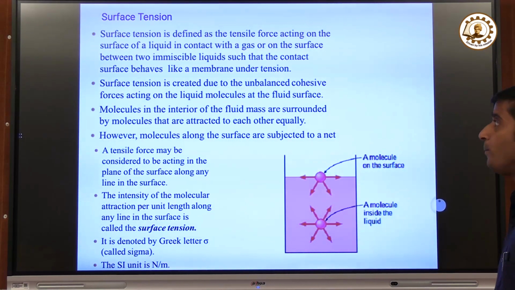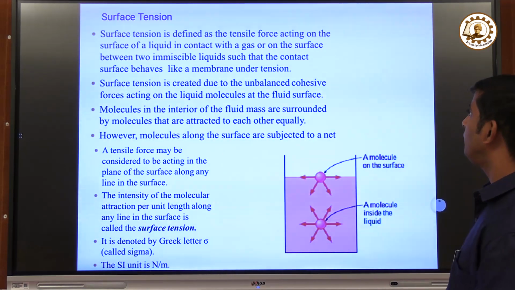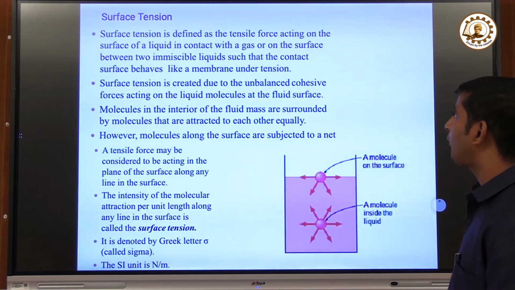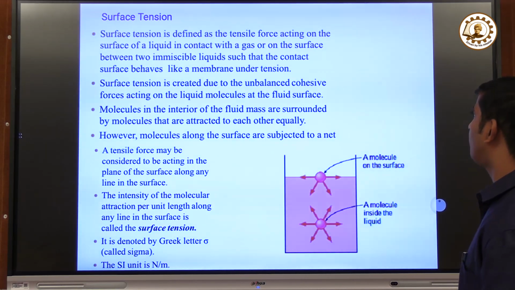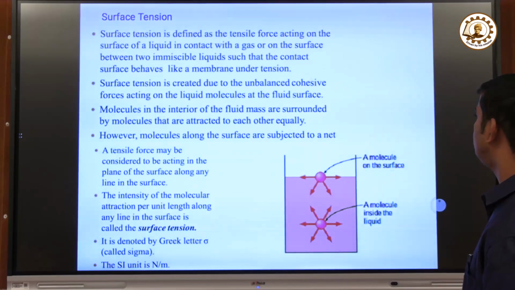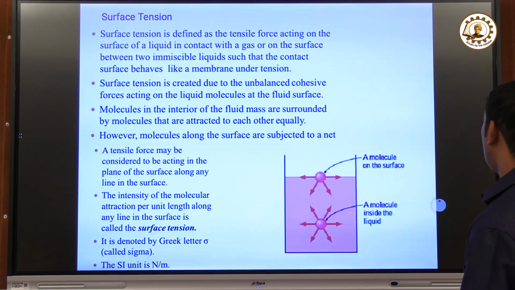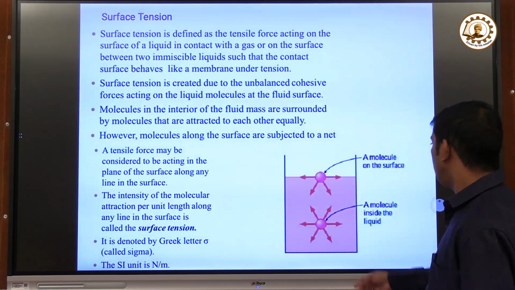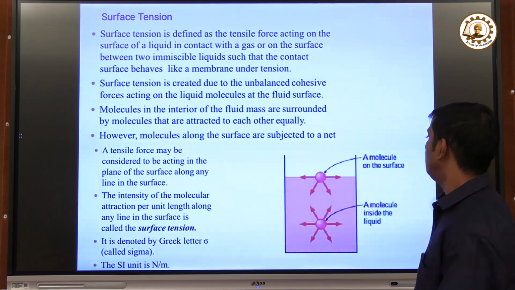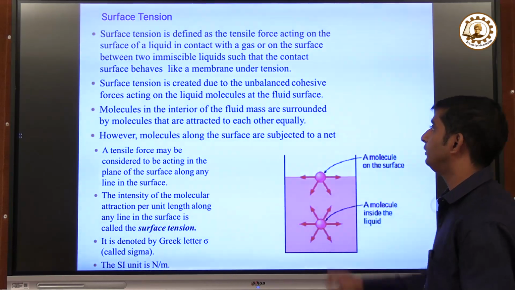What is surface tension? Surface tension is defined as the tensile force acting on the surface of a liquid in contact with gases, or on the surface between two immiscible liquids, such that the contact surface behaves like a membrane under tension. Just see this diagram: for the molecules inside the liquid, all the forces are equal in all directions. But in the case of the surface, there is a net force due to the free surface.